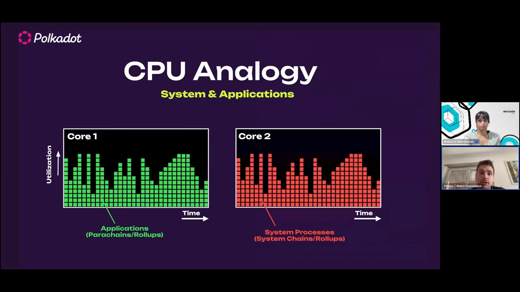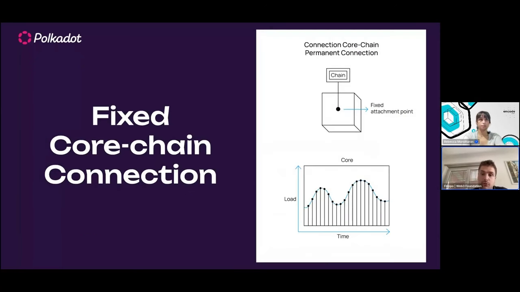And this is again another representation of what is going on. We could have core 1 and core 2, and it's one core, one chain. You can see, for example, in one core, we can have one rollup, and in another core, we can have, for example, a system chain, like the bridge hub or asset hub. So this is similar to what is going on here, right?